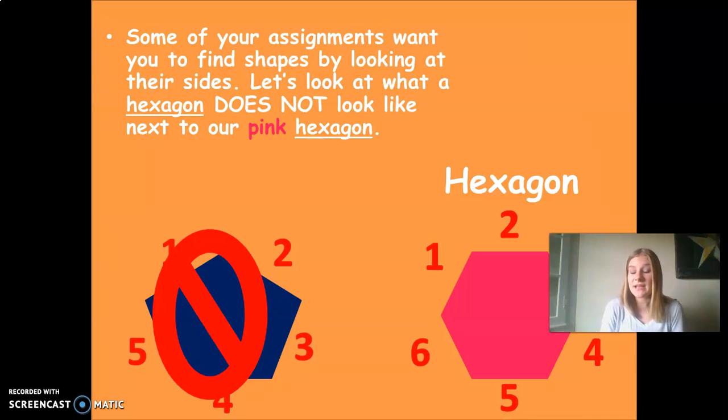So scholars, I hope this will help you with some of your packet work, asking you to count shapes, how many sides they have, and to find all of one type of shape or more.